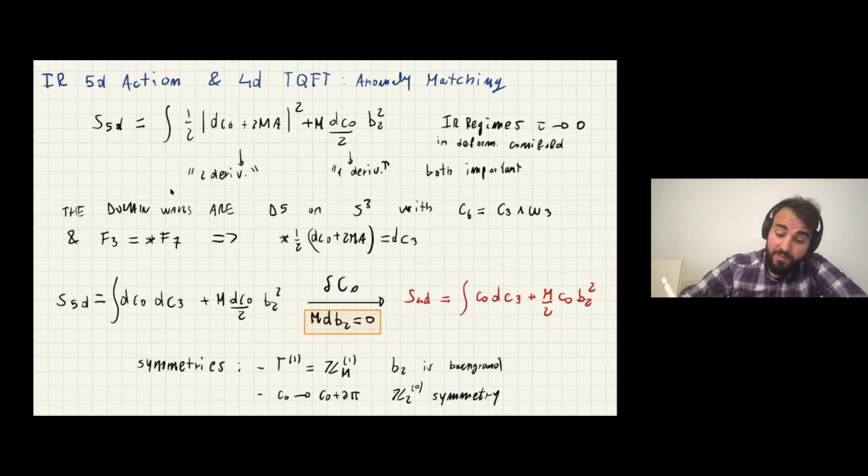And it's important that the symmetries of this TQFT are, there is a 1-form symmetry, so B2 is a background field, it's not a dynamical field of the theory. The dynamical fields of the theory will be C0 and C3. And this B2 is the background for the 1-form symmetry. And moreover, C0 is still a periodic scalar, which is now dynamical, and this shift is basically what's left of the Z2M symmetry broken to Z2.